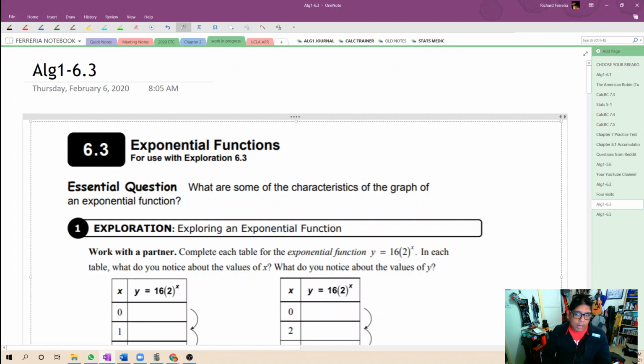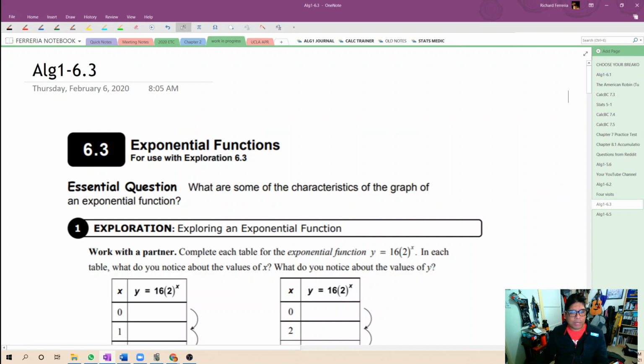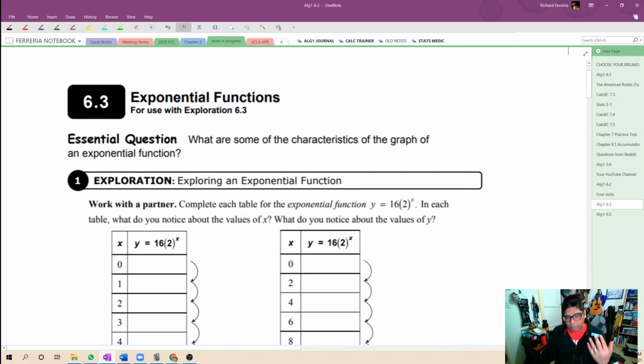Hey everyone, welcome back to Some Algebra. Today we're looking at section 6.3, which is exponential functions. This is one of those subjects where even the calculus students have some trouble relating to the exponential function, because it's just not something we see every day. Definitely not something like the linear function, which we usually have a pretty good idea about how it works.